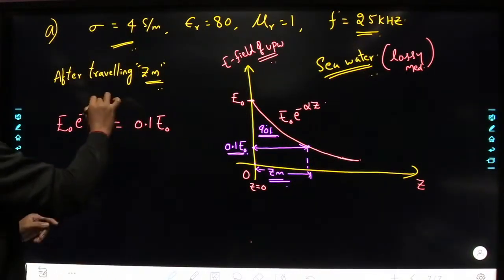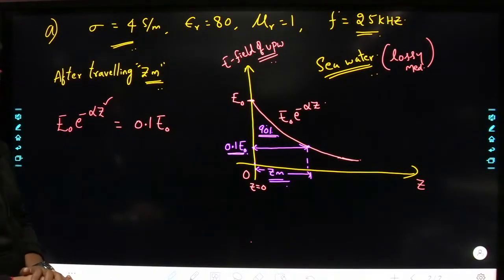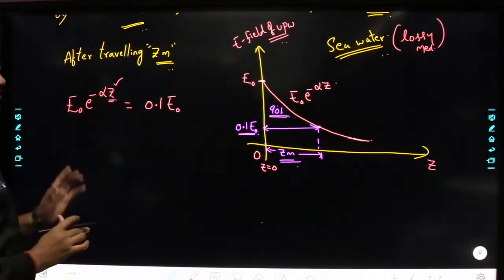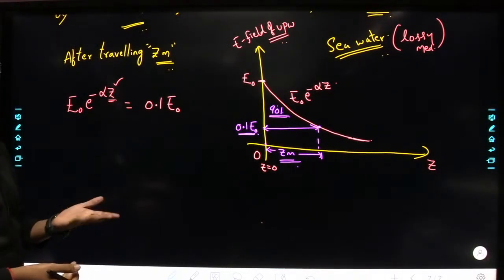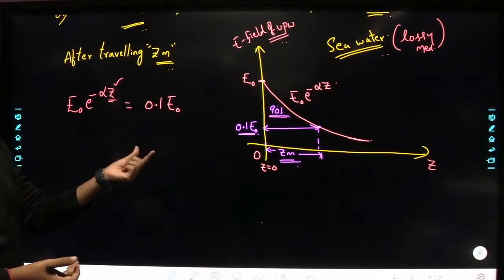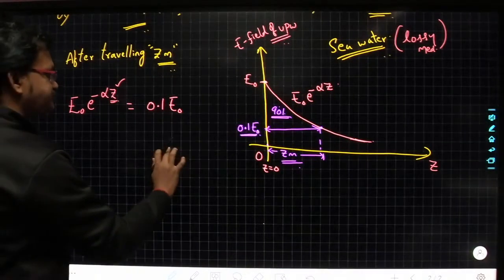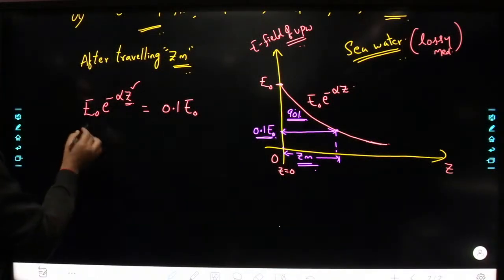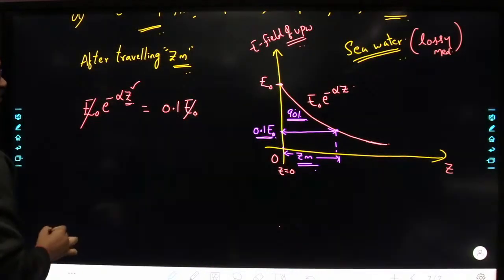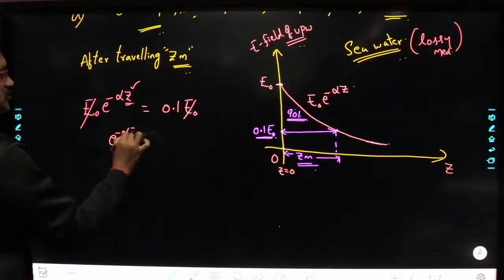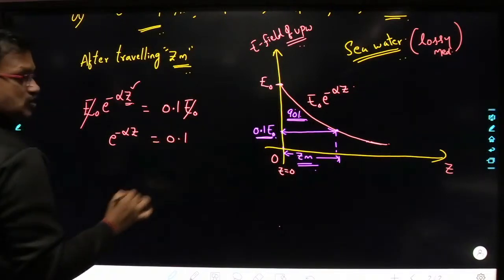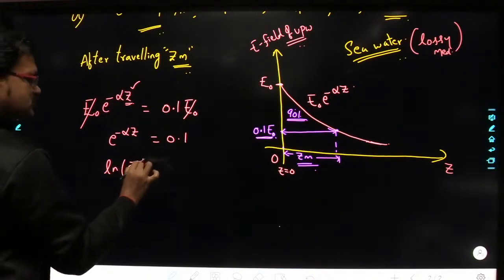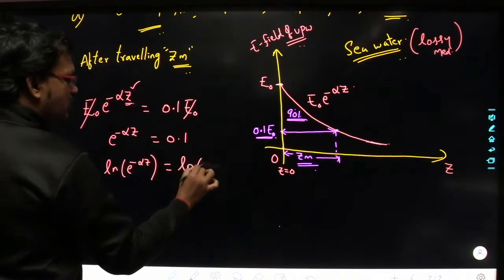Now we have to determine this z value. After traveling z meters, the signal has attenuated 90%, so only 10% of the signal is left out, that means 0.1 E naught. Now E naught will get cancelled, so you get e power minus alpha z is equal to 0.1. If I apply ln on both sides, ln of e power minus alpha z is equal to ln of 0.1.